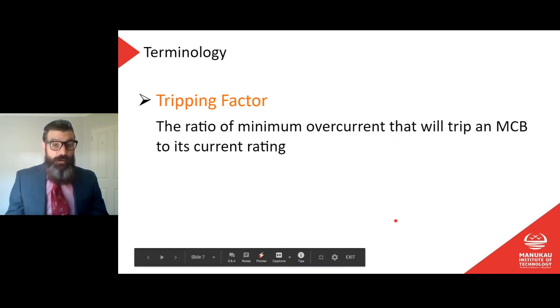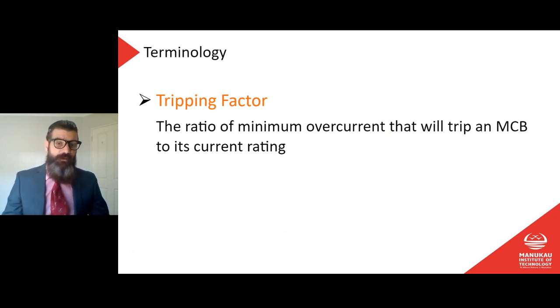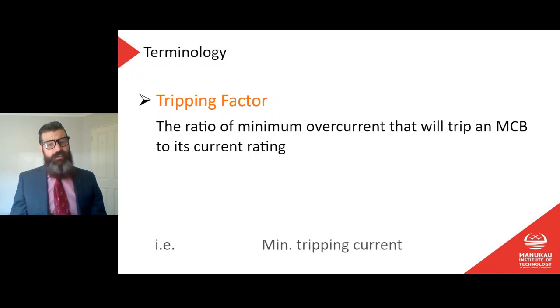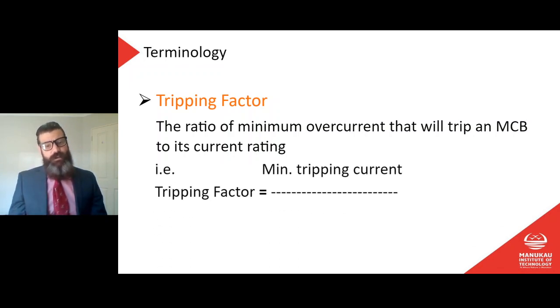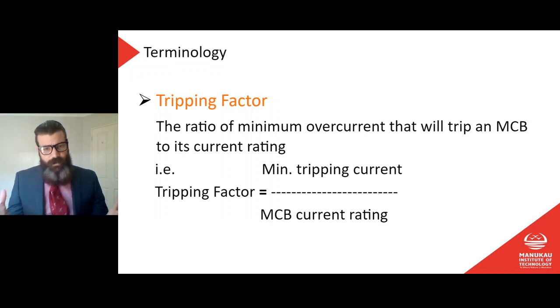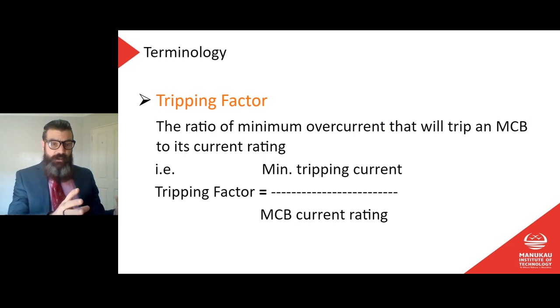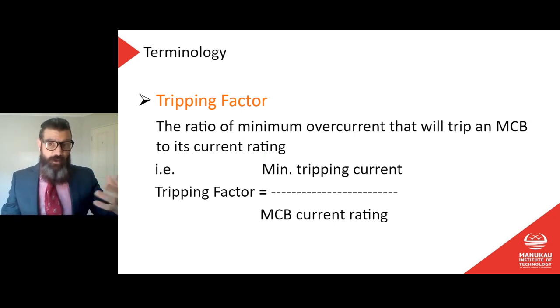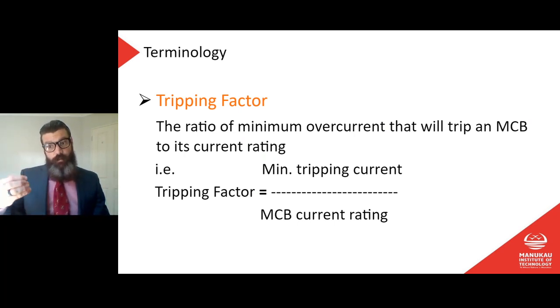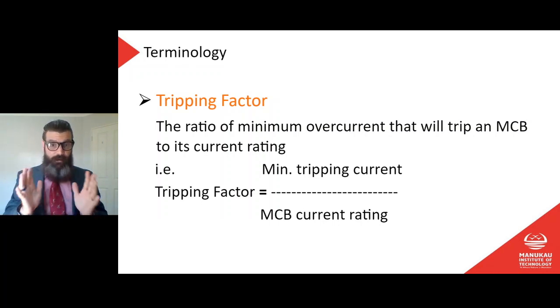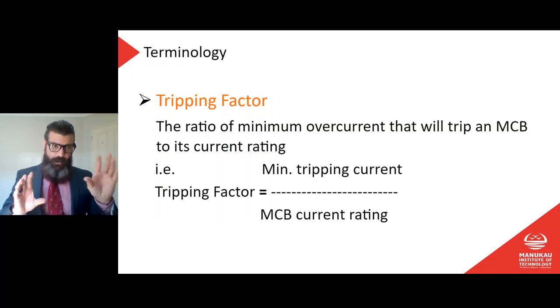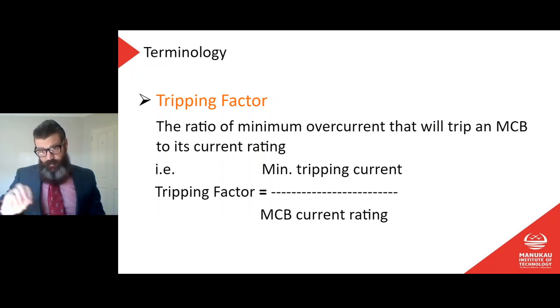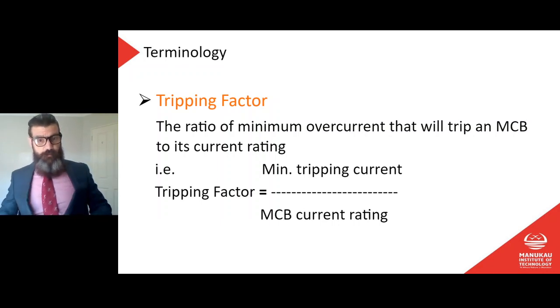Guess what? The tripping factor is the ratio of minimum overcurrent that will trip an MCB to its current rating. Sound familiar? Yep, it's exactly the same as the last one. What's the difference? Well, now we're talking about an MCB. That's the only difference. The tripping factor refers to an MCB because that is a thing that trips, a circuit breaker, because it trips. Fusing factor refers to a fuse because it's a fuse. But tripping factor and fusing factor are the same thing. They're just, one refers to a thing that trips and the other refers to a thing that fuses.